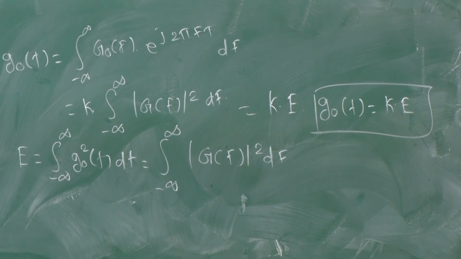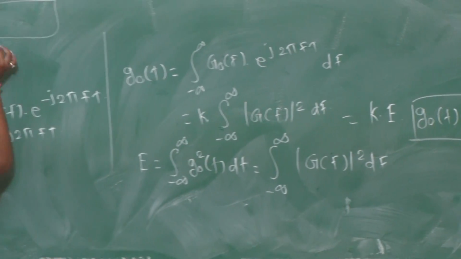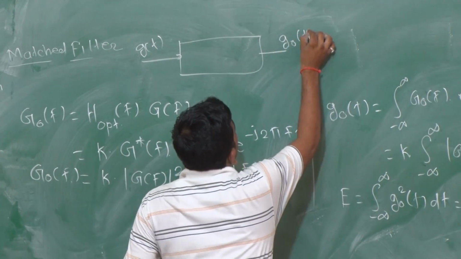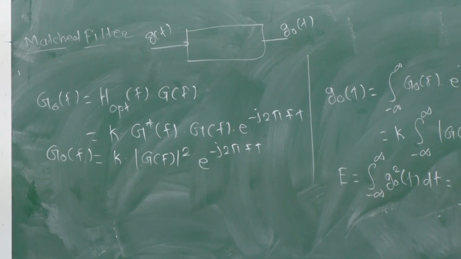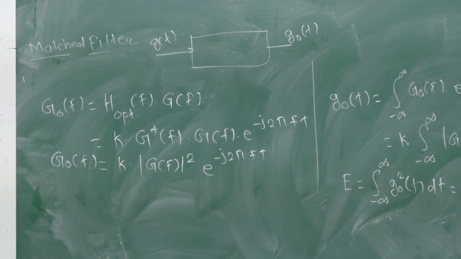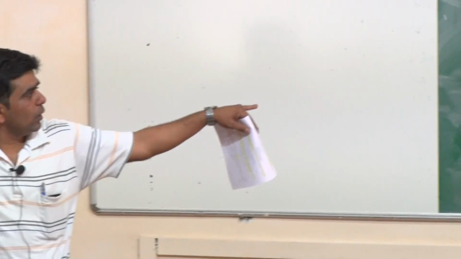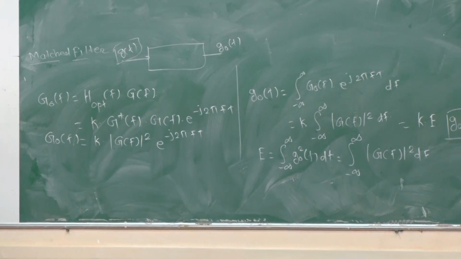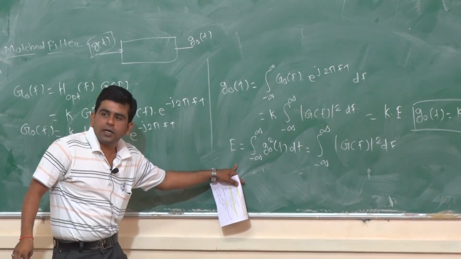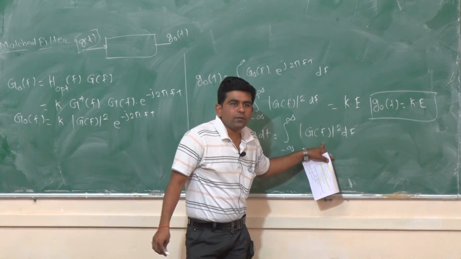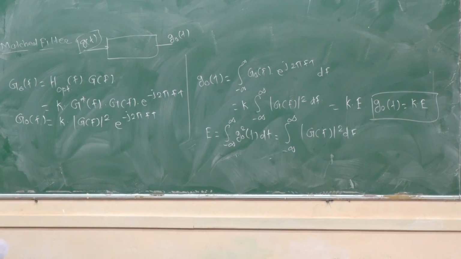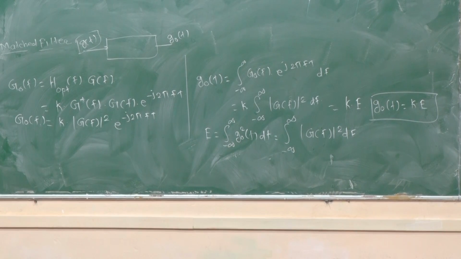Here we can say that for this filter, input is your g of t, at output we will get g of t naught. So the output signal can be represented by K, K is any arbitrary constant, multiplied with energy which is associated with your input signal g of t. As per this theorem, the energy associated with your input signal is nothing but its magnitude spectrum square, or integration from minus infinity to infinity. In this way we have calculated this g naught of t, that is equal to K into E.